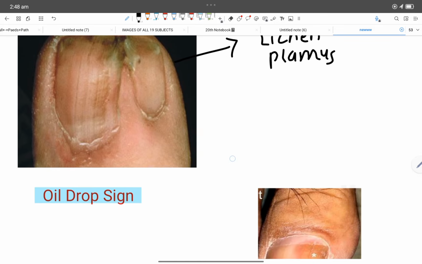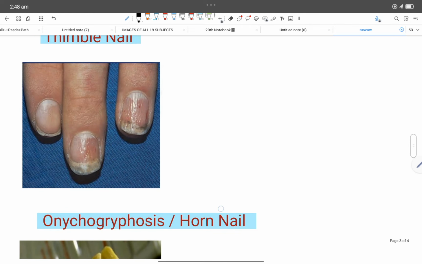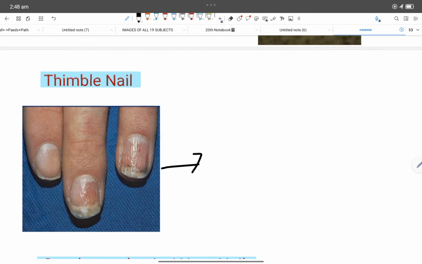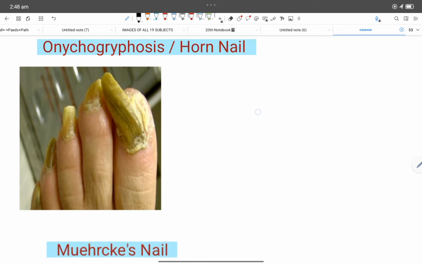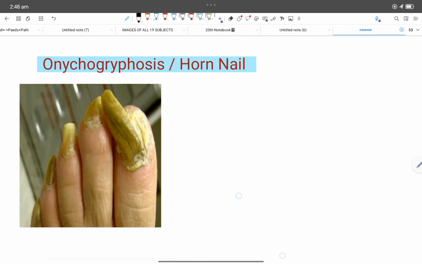It is an important photo. Oil drop sign. This is oil drop sign, generally seen in psoriasis. This is a thimble nail sign. This is a thimble nail. It is a horn nail. Horn nail is generally found in trauma patients and fungal infection.